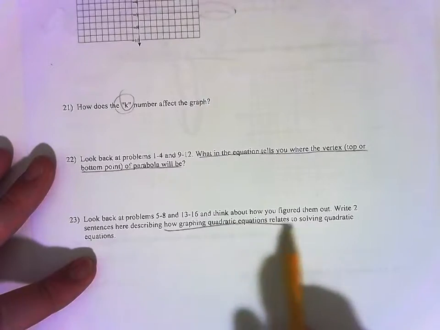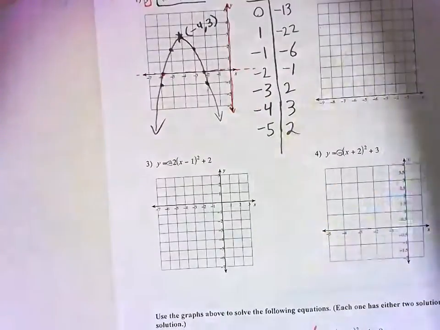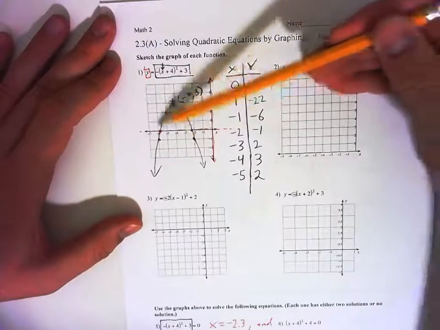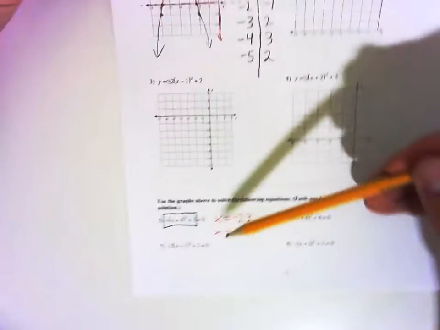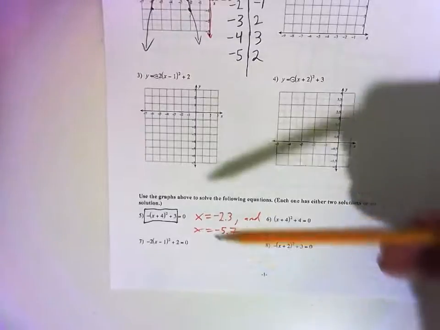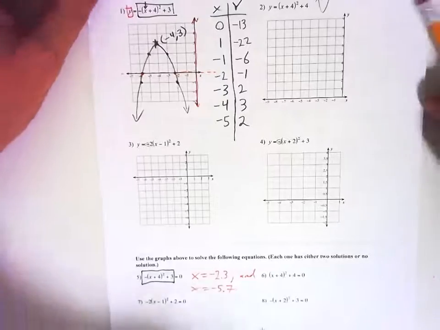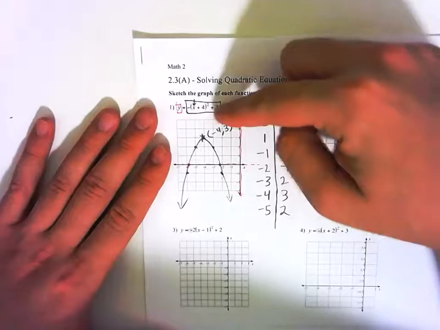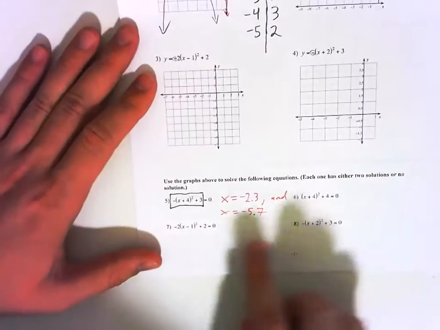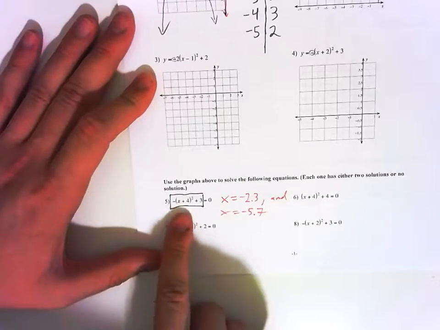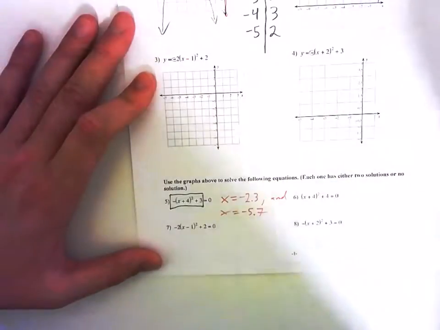And then, how does graphing quadratic equations relate to solving them? That's just saying in a sentence or two, how did we use this graph to find these points? Because this and this were related, and we used this graph of this equation to help us find these two points, the solutions to that equation. So just explain how that worked.